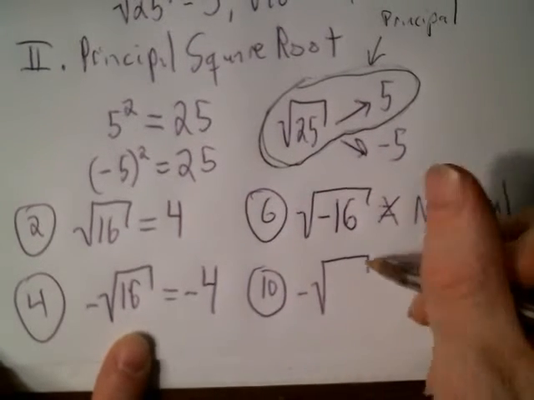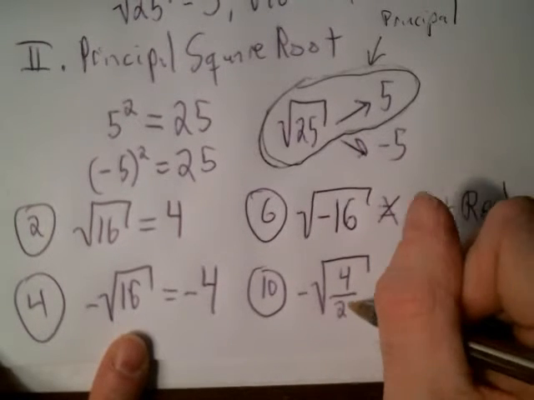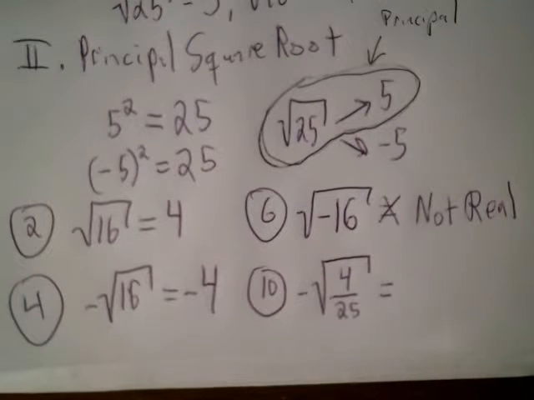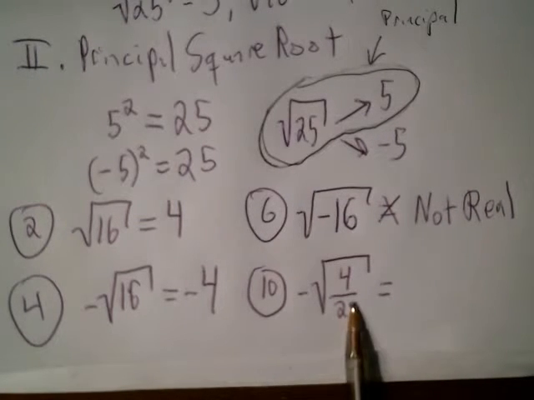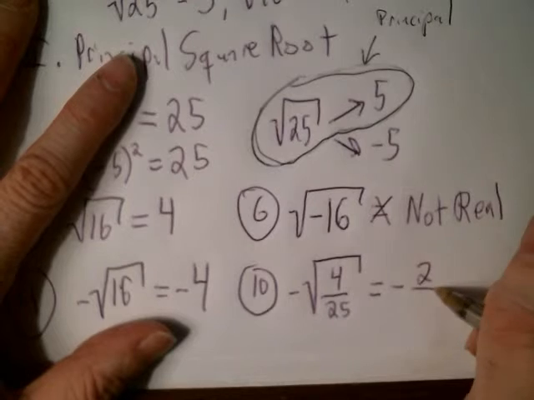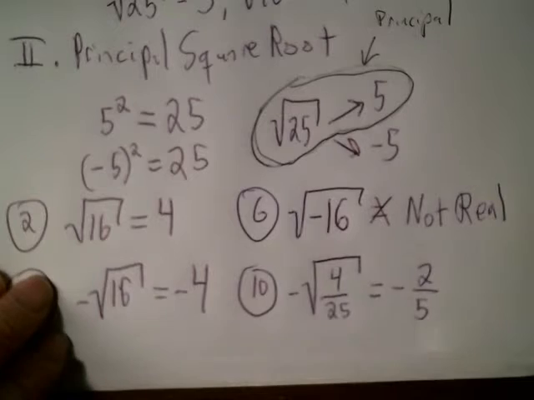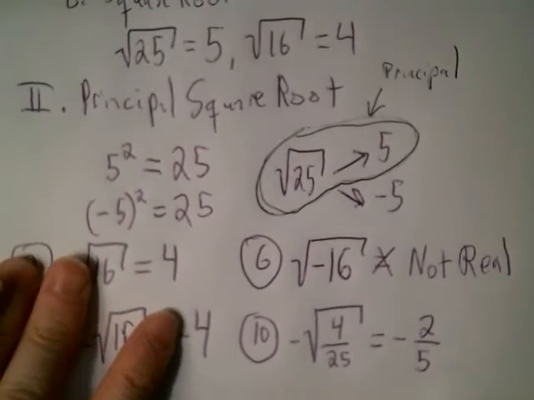We want the negative root of 4 all over 25. Okay, so 2 times 2 is 4, 5 times 5 is 25, so 2/5 times 2/5 would give you 4/25. Okay, and we want the negative version, so we bring that negative over. Okay. Let's look at some other ones that you're going to be encountering if you keep on chugging on with the math programs.